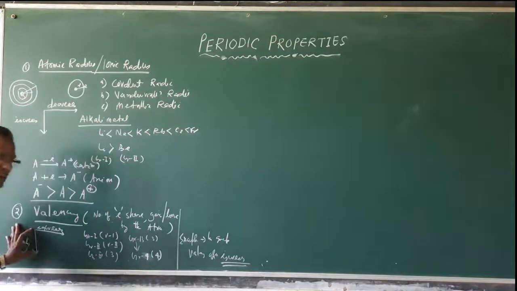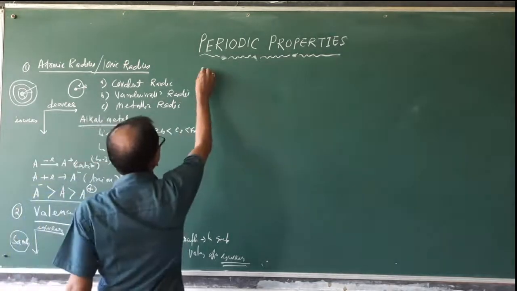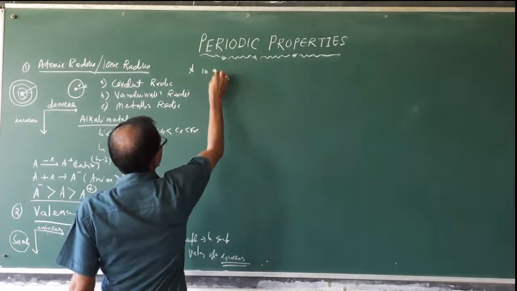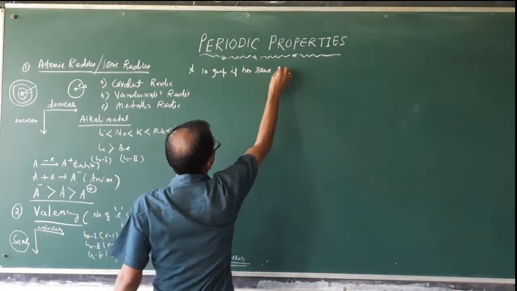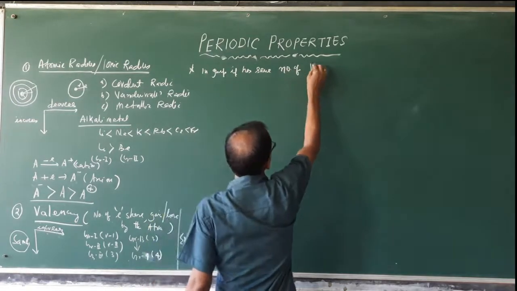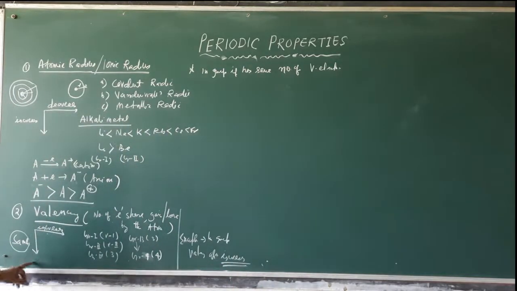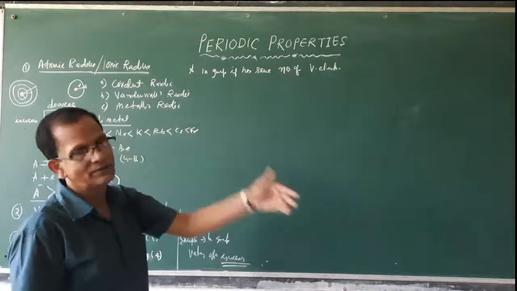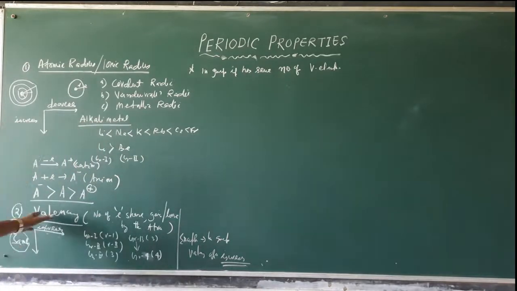Why? Why does valency remain same in the group? Because in the group they have the same number of valence electrons. In a group the valence electron is same. That's why valency, meaning shared electrons, remains same. But in the period the valence electrons increase. That's why valency increases. So this is regarding valency.